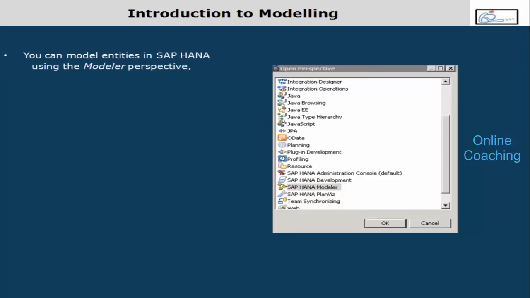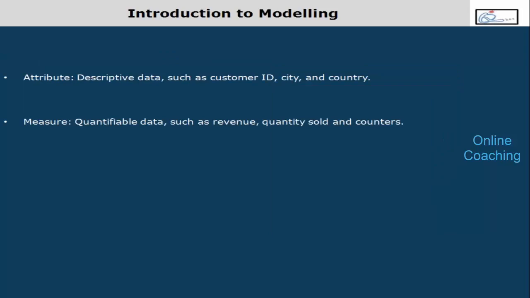Okay. Sir, is it similar to BO dimensions and measures? Sorry, one by one. Is this similar to BO's dimensions and measures? If I understood correctly, attribute is the same as a dimension in BO. Exactly. So an attribute in HANA is similar to a dimension in BO and similar to a characteristic in BW. A measure is like a measure in BO and like a key figure in BW. Now next, what is the question?